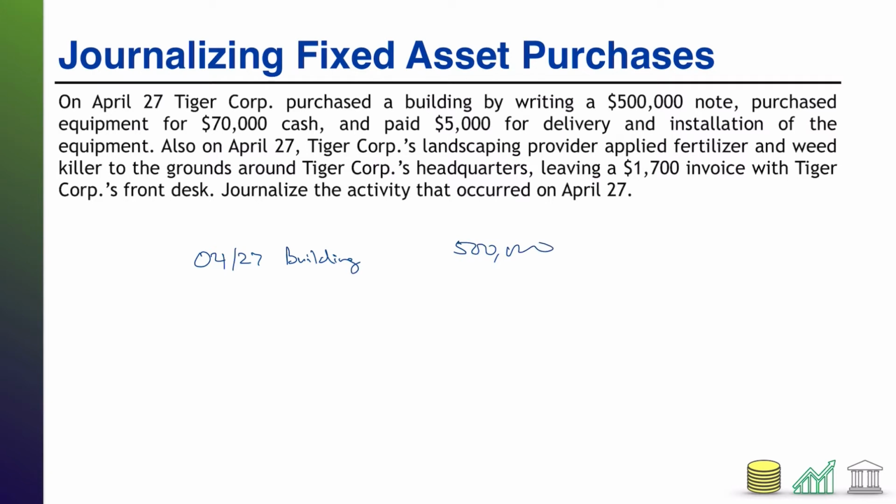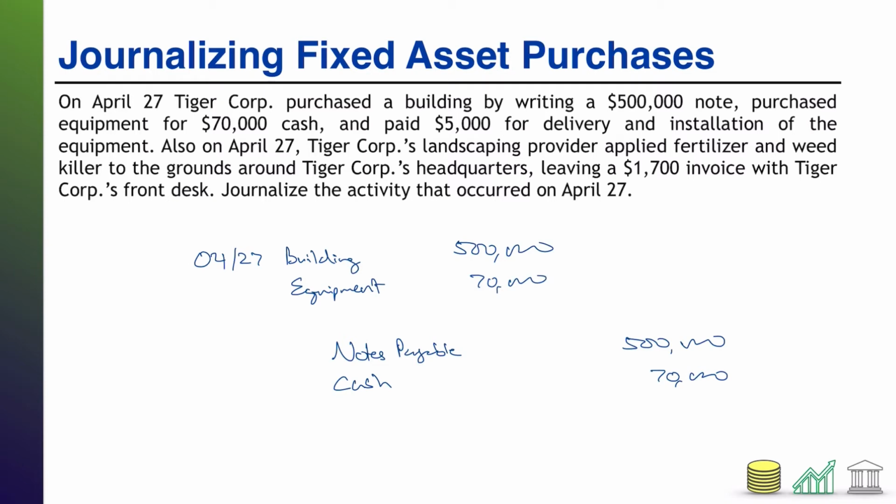And we're also going to record, I'm going to leave some space because I know we're going to have other debits here, notes payable $500,000. All right, next up, we bought equipment for $70,000 cash in this case. So cash credit, $70,000. Because this is the purchase price of the equipment, we do get to debit the equipment account for it. We get to capitalize that.